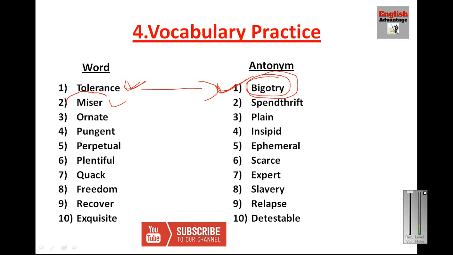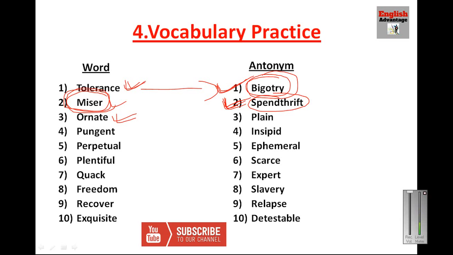So miser means very stingy, very parsimonious. You do not like to spend money. At the same time, spendthrift is a kind of person who intentionally or unintentionally spends a lot of money, who wants to show off. There is another word for spendthrift, and that is extravagant. Okay.